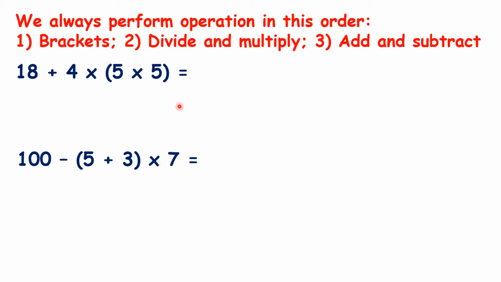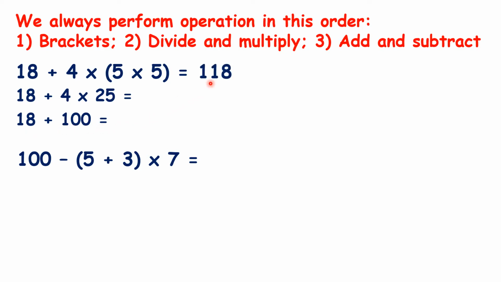So what about these questions here? What do we need to do first? We deal with the brackets first, so 5 times 5 is 25. And what do we need to do next? Well, remember, we always multiply before we add. So 4 times 25 is 100, and then 18 plus 100 gives us our answer, 118. So pause the video and see if you can answer this question here, remembering the order of operations.